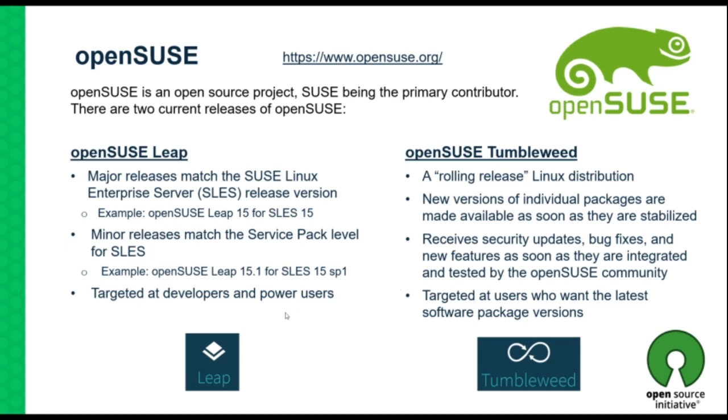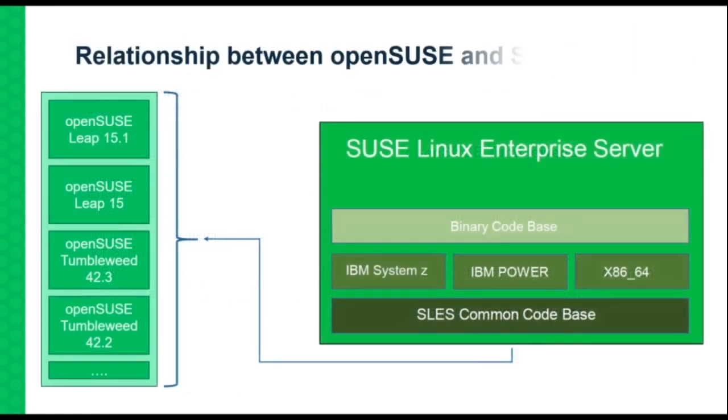To give you a quick example of the product icons, you'll see Leap looks like that, and Tumbleweed is this little infinity sign. If you need more information about the openSUSE product, you can go to https://www.opensuse.org.